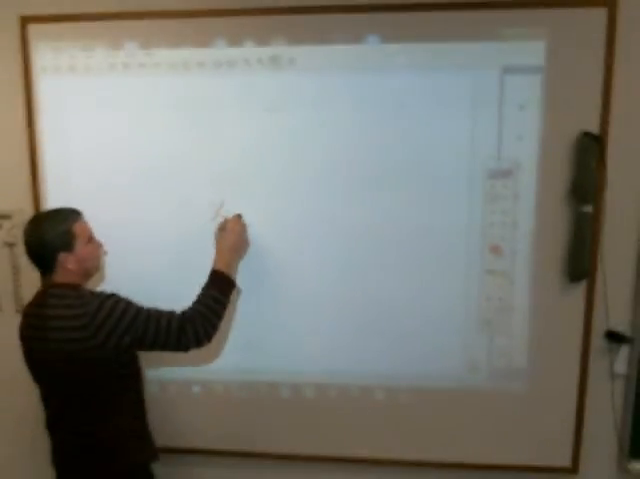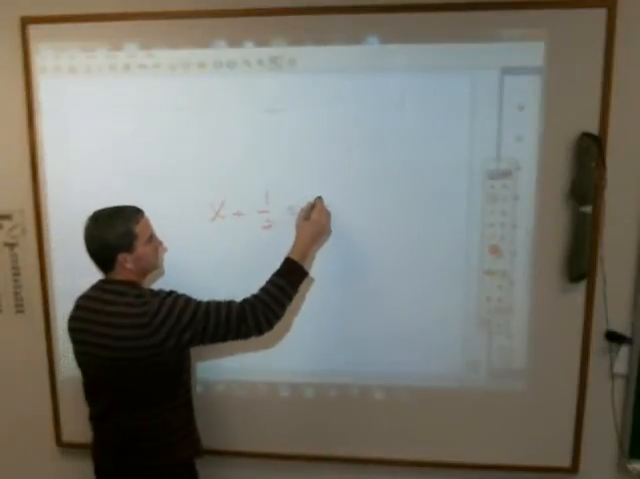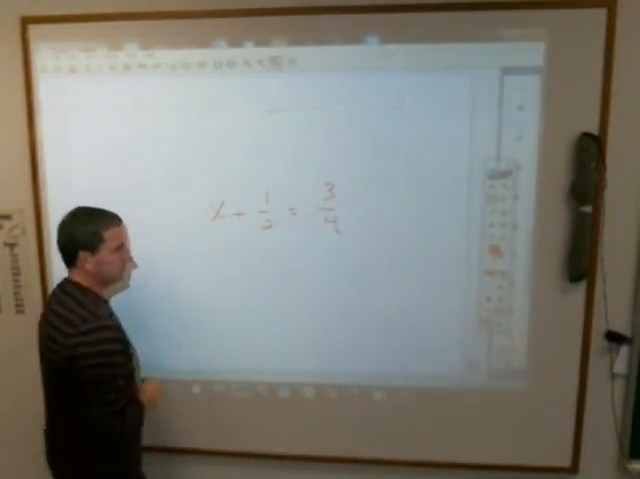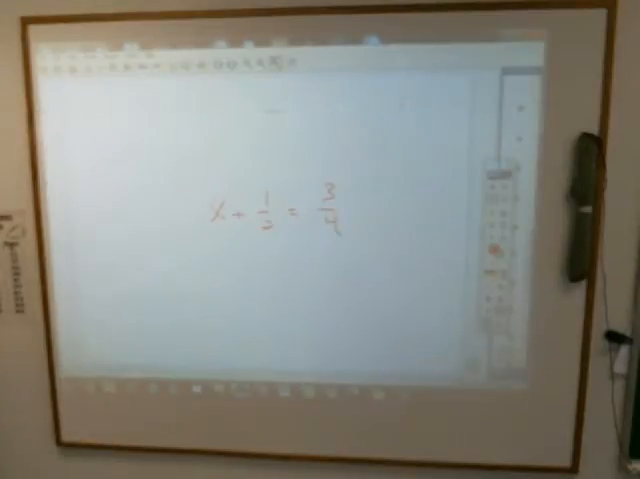Alright, let's look at some more. How about this one? X plus 1/2 equals 3/4. Want to get x by itself? You think about what type of an equation it is, because you're going to do the opposite to solve it. I have to get rid of that 1/2. How am I going to get rid of 1/2? If I add another half, I'll get 1.